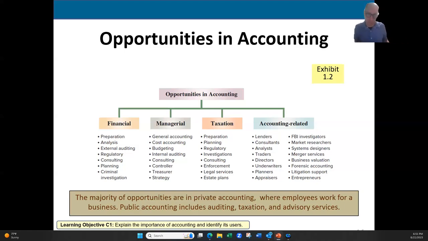Accounting is a huge field. There are a lot of roles, a lot of opportunities working in accounting. Some of it has to do with human resources, payroll, planning, general management. All of these individuals have to work with accounting. So there are jobs that involve accounting, and there are accounting jobs. This kind of shows you what those jobs look like. There's a lot of them.